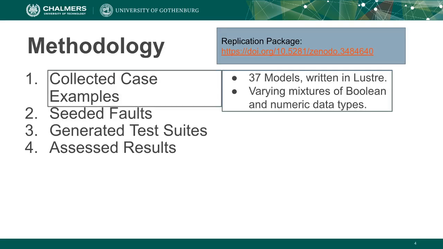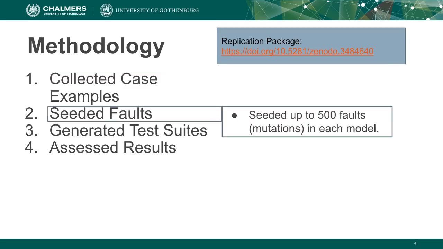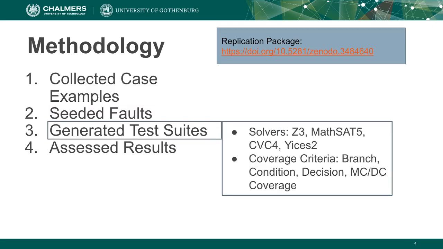We first gathered case examples, a set of 37 software models written in the Lustre data flow language. We studied models with varying mixtures of Boolean and numeric data types. We generated faults. We seeded up to 500 false mutations in each model. We then used 4 different solvers, each using their own algorithms and supporting different underlying theories: Z3, MathSAT5, CVC4, and Yices2. All 4 should be able to handle the types of models we studied, allowing us to compare results in a fair manner.